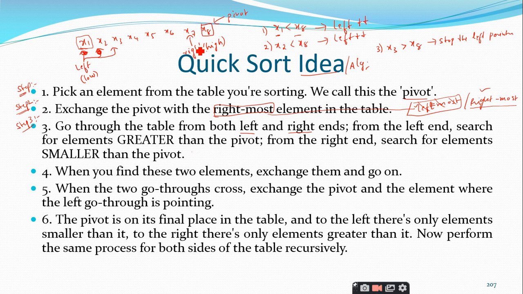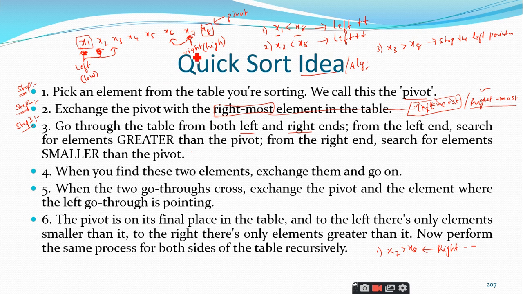So, the right pointer, let us take this first case. Let us assume that x7 is greater than x8. This is what we want. So, nothing to do with x7. What you have to do is move the right pointer towards its left-hand side. Therefore, you are decrementing the right pointer. If you decrement the right pointer, right will be pointing to this location.